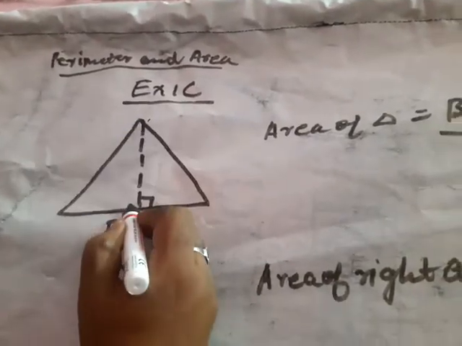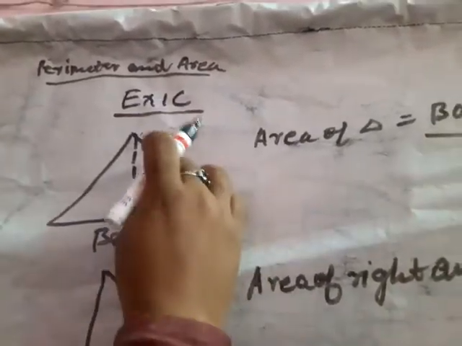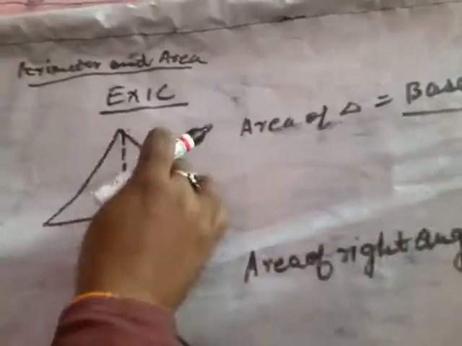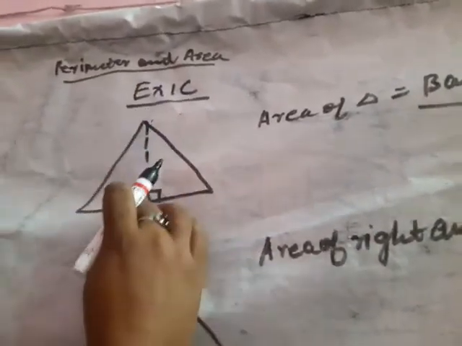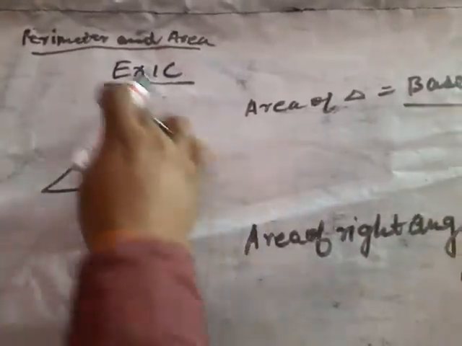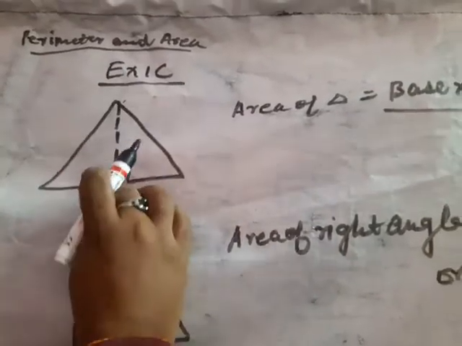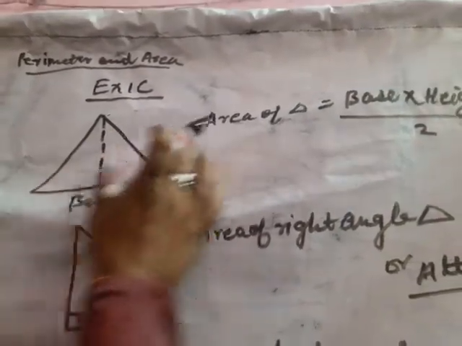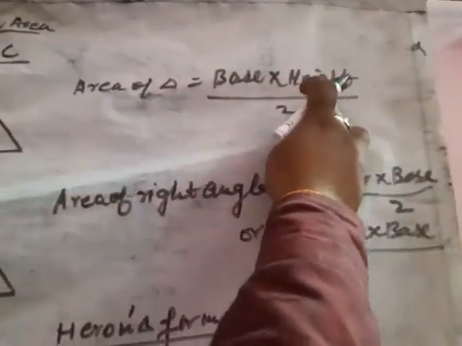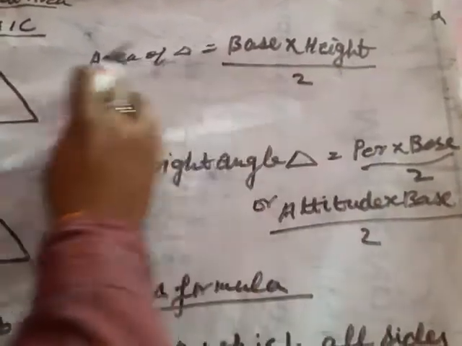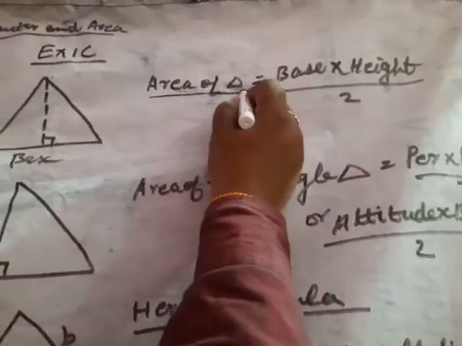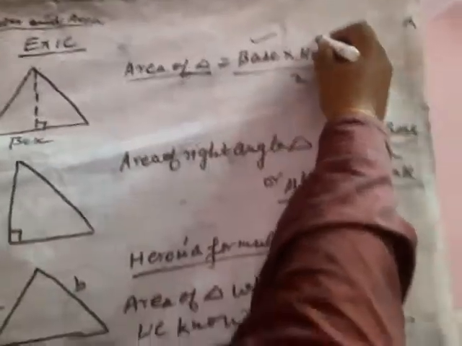This is called height. Not this, not this. Both are not height, both are sides. This is the height of the triangle. This is base and this is height. So the general formula of area of triangle is equal to base into height upon 2. Here there are three things: area, base and height.